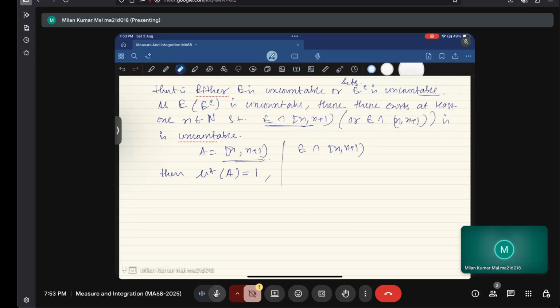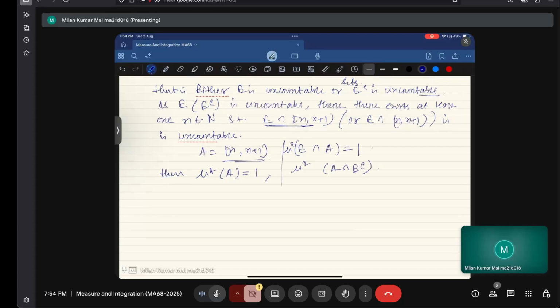So that means mu of this set, mu of A, is also 1, because E intersection A is also uncountable. And another way is mu star of A intersection E complement.